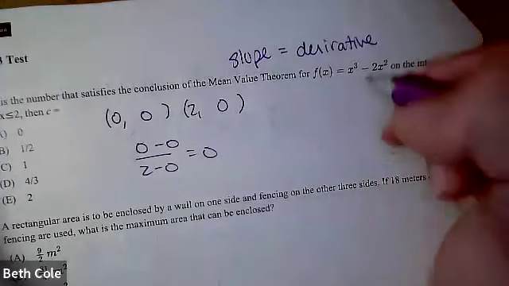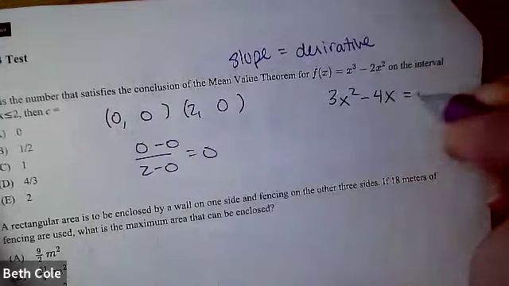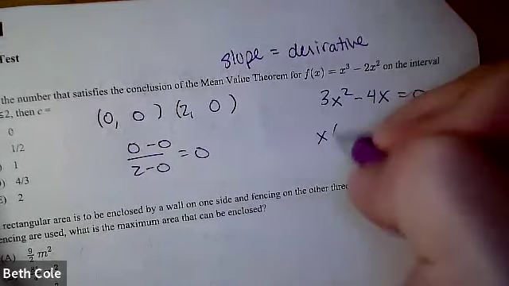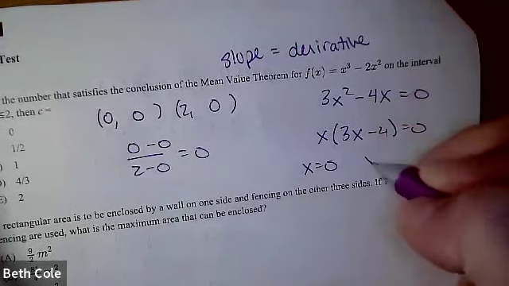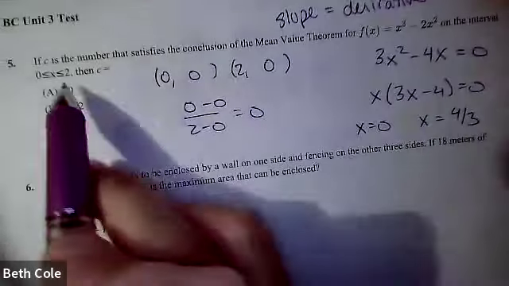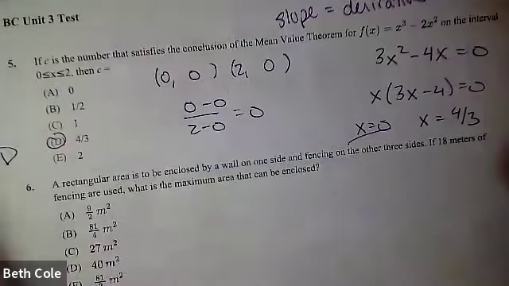We want to set our derivative equal to 0. So actually, this is Rolle's theorem, and we're finding critical points is what's going on here. So I'm going to factor out an x. It'll be 3x minus 4. You get x equals 0, and you get x equals 4/3. This one is an endpoint on your interval, so you get rid of it and just 4/3. So D for that one.